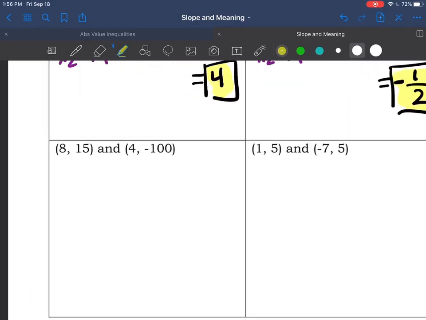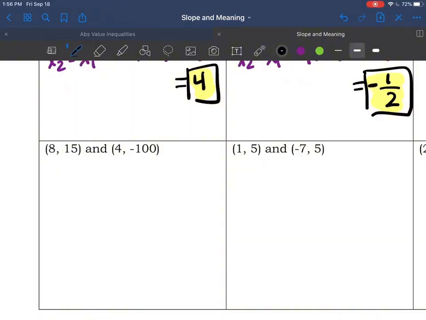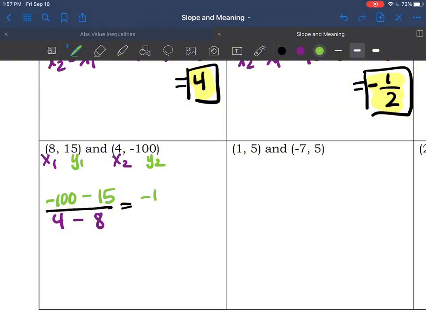All right? On the STAR test, they like to put some ugly numbers in here, so I wanted to put some ugly numbers in here. So, label my y's, label the x's, -100, y2 minus y1 over x2 minus x1. -100, and then we spend 15 more. We're now at -115, have $4, and we spend 8. We're now in debt 4.